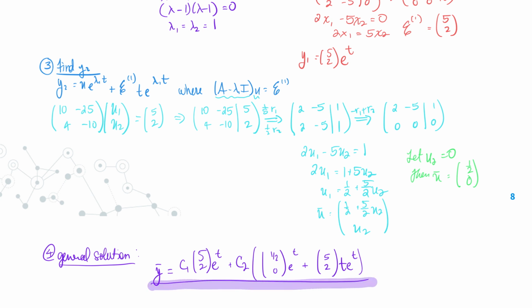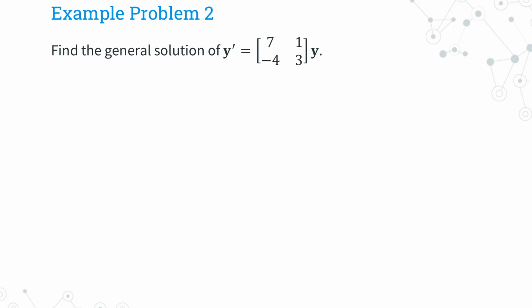We're going to try one more. Let's try another example. And I'd like for you to pause and try to find the eigenvalue first, which is going to be repeated on this one, and see if you can come up with your eigenvalue and your eigenvector before we move on to finding our vector u that helps us to find y2.